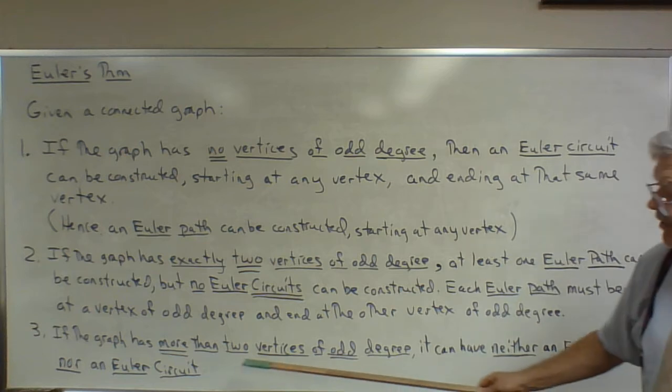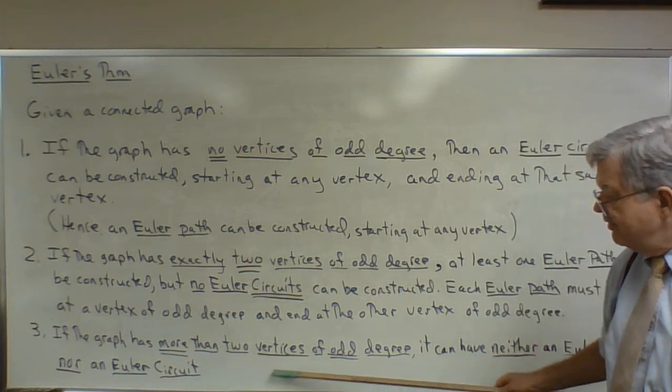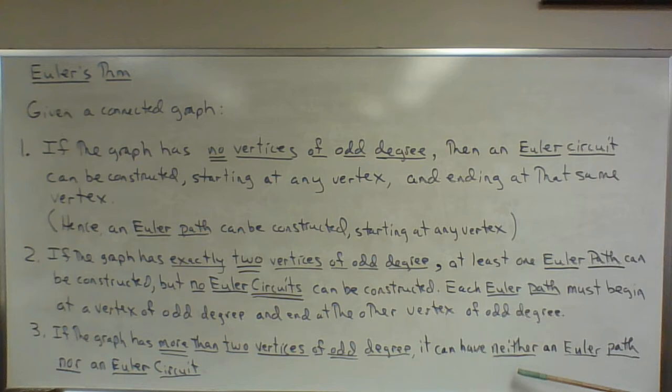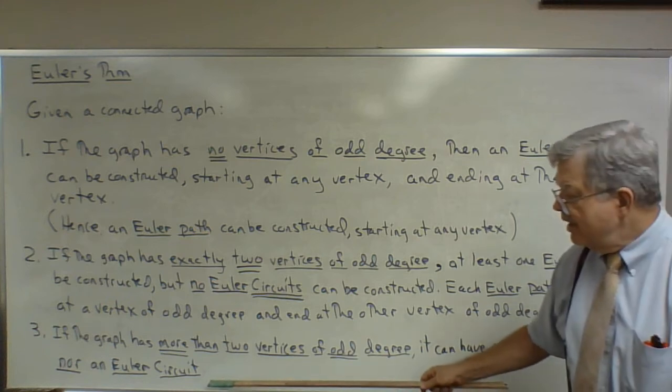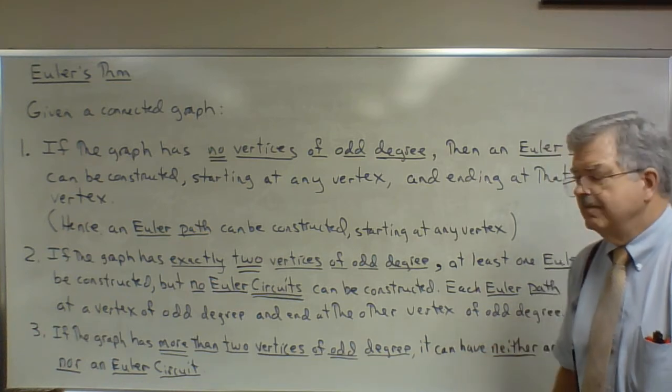And if a graph has more than two vertices of odd degree, it ain't got none. Neither an Euler path nor an Euler circuit.